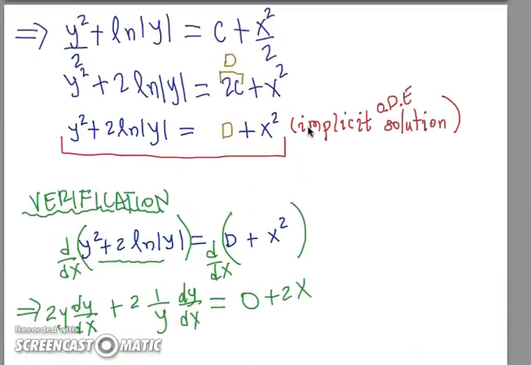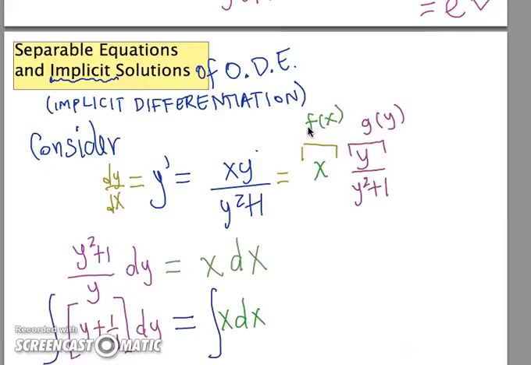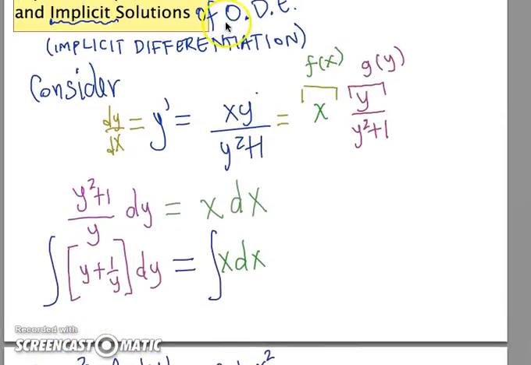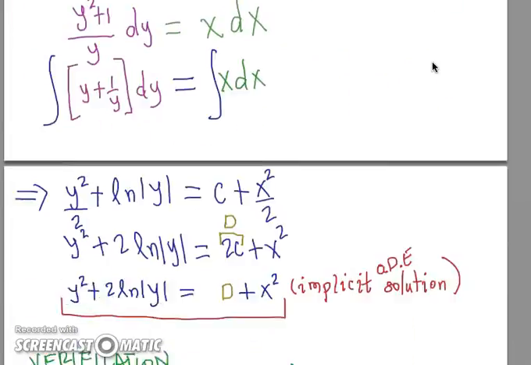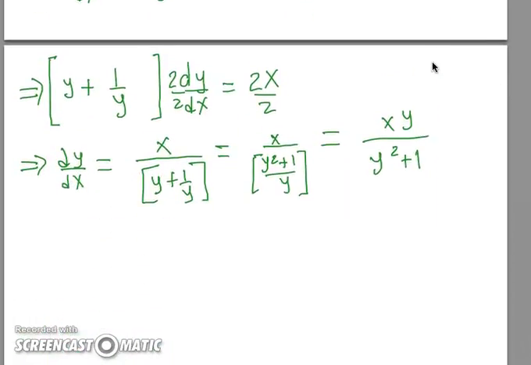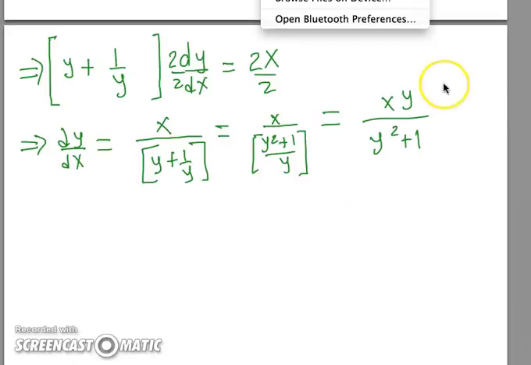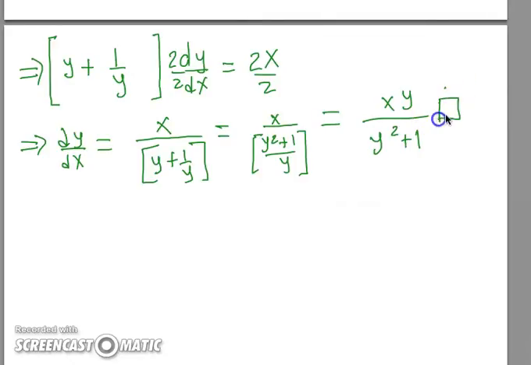Because if we remember the origin of this, the original formulation was the derivative equals xy over the quantity y squared plus 1. So this is the original formulation, and this was a verification of the implicit solution. And so they check: the original differential equation is satisfied.